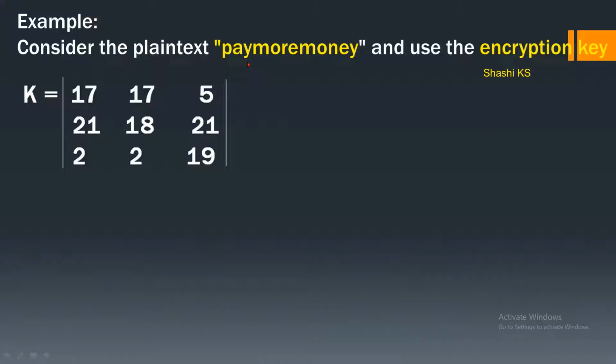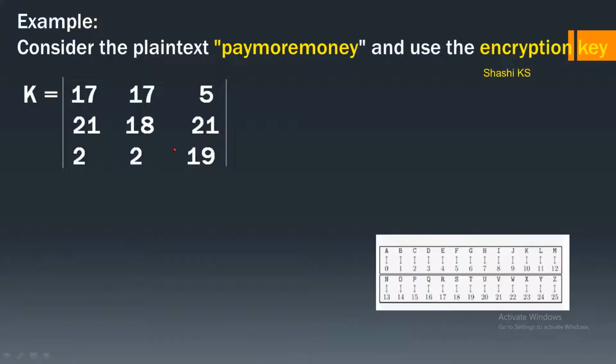So here we have the key K. The key is a 3x3 square matrix. So we have these characters in the plain text. Since we have a 3x3 square matrix, it will encrypt 3 letters of the plain text at a time. So first I will take the first 3 letters of the plain text, PAY, and I will encrypt them using the key K and produce the ciphertext.